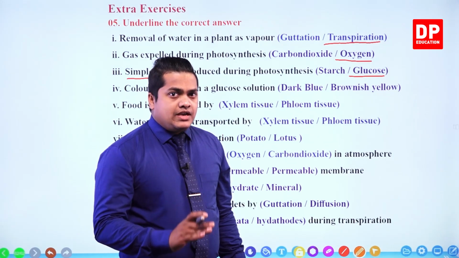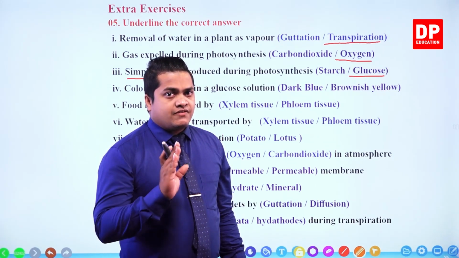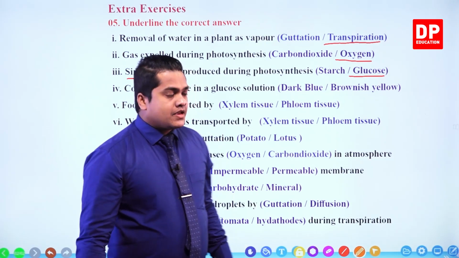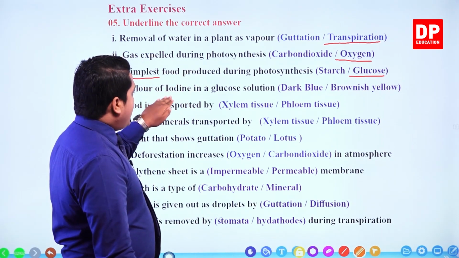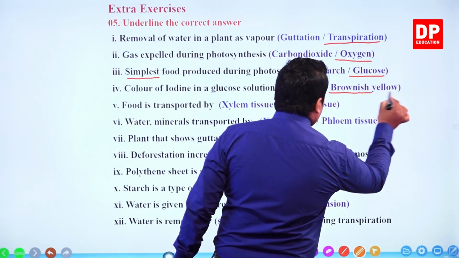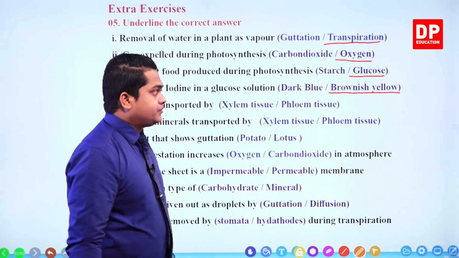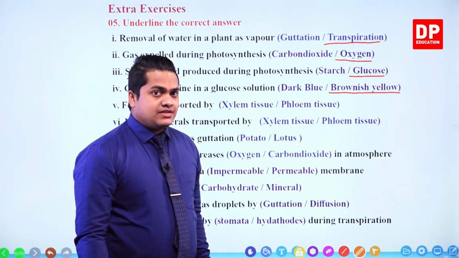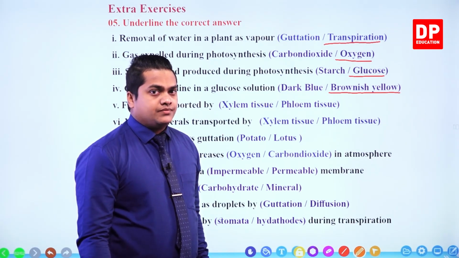Dark blue is only given with the presence of starch only. So the color of iodine in a glucose solution would be brownish yellow, not dark blue. It would remain the same color, not dark blue.